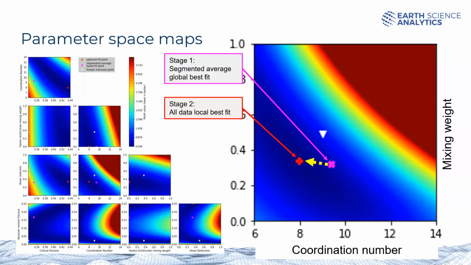And the segmented averages with a global best fit always seem to be a good enough approximation to get us a suitable starting point for stage 2.